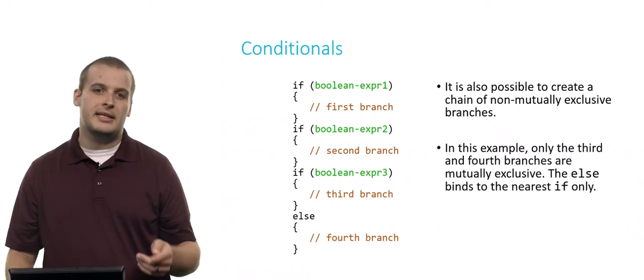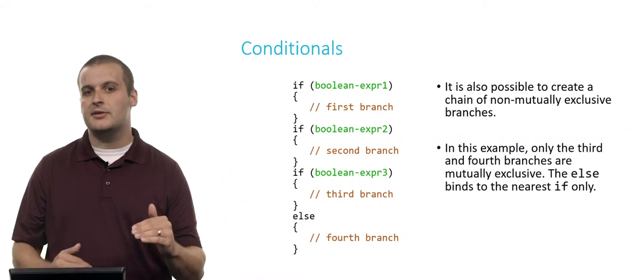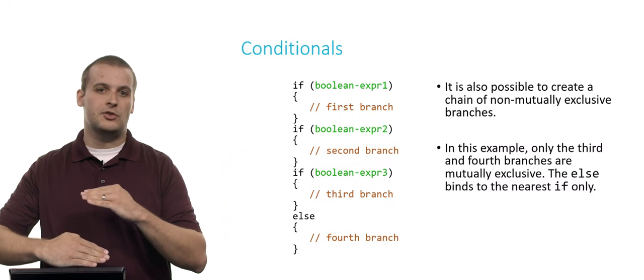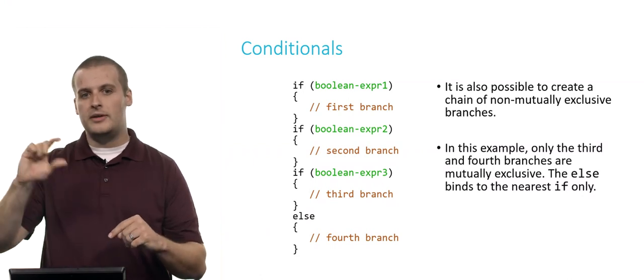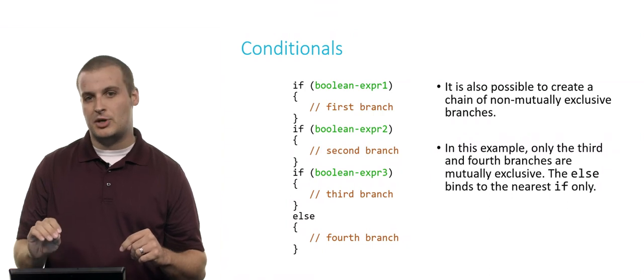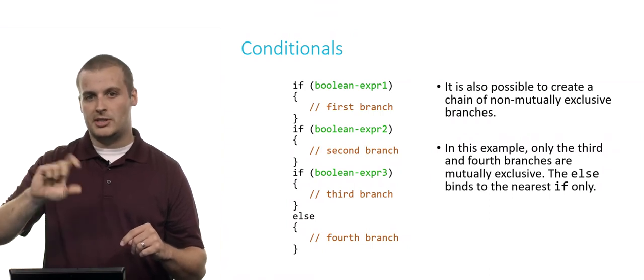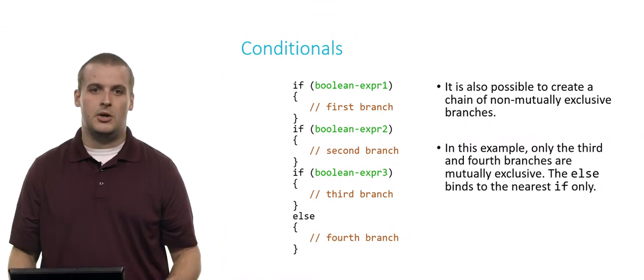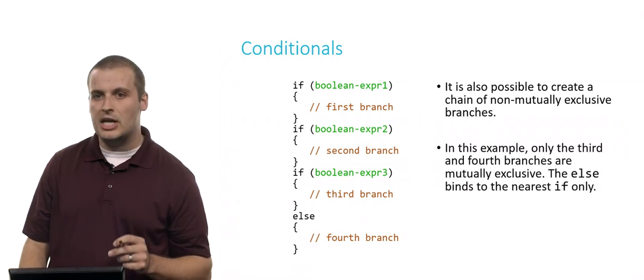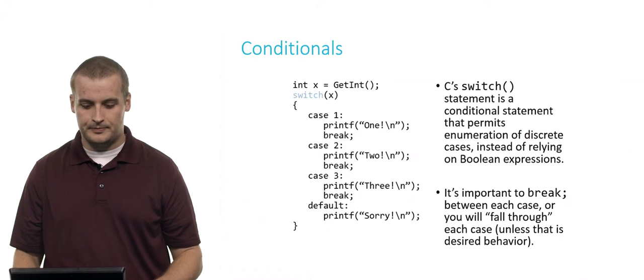The reason for this is that the else will only bind to the nearest if. So even though there's an else here, that doesn't necessarily create a mutually exclusive chain of everything. It's only that the expression there with Boolean expression 3 that's mutually exclusive with the else. So it is possible, and sometimes quite useful, as I said, to create a chain of not mutually exclusive branches.